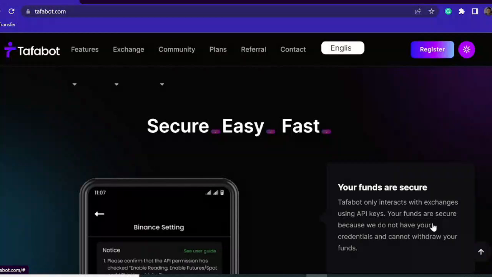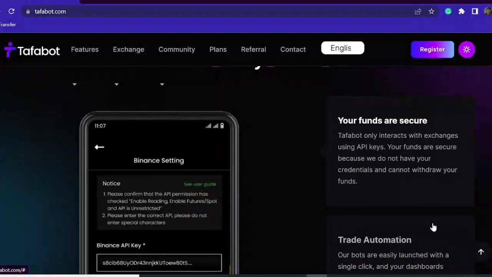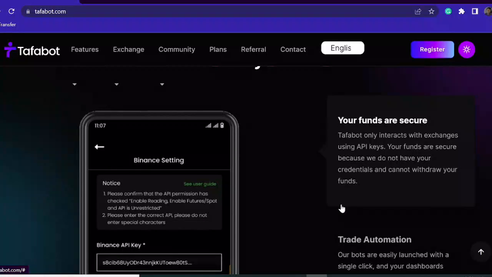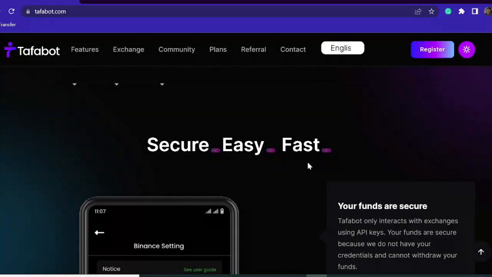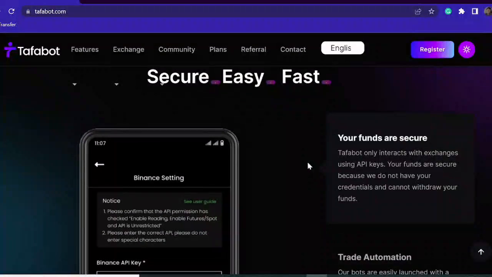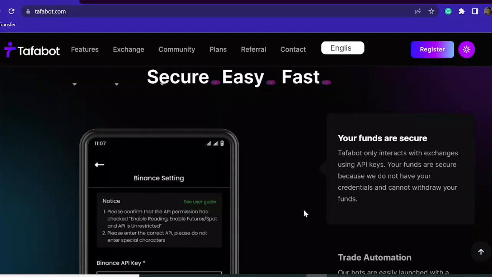What else is there? Secure, easy, and fast. What endeared me to this platform is actually what you are seeing right here. When they say that it's secure, it's easy, and it's fast, I got endeared to this platform. Why? Because a lot of platforms out there have actually deceived a lot of people. Some of us have promoted those platforms not knowing they are actually scams, because they present themselves in such a way that you believe they are true.